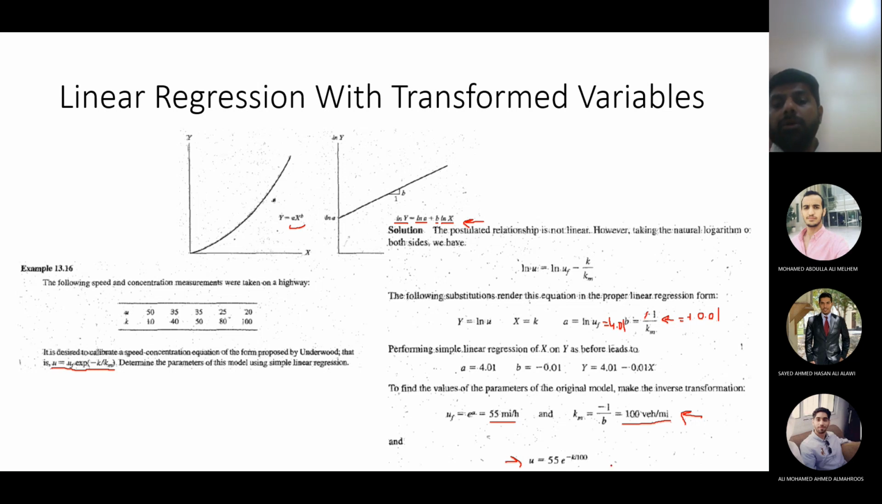If you plot the transformed version, you will be plotting this equation, or you will be plotting this equation. If you plot the transformed version, then on the y-axis you will have log of u and on the x-axis you will have k. But if you plot the actual equation, then on the y-axis you will have u, and on the x-axis you will have k. So you have to keep the difference in mind between the transformed and the actual or the simple regression.